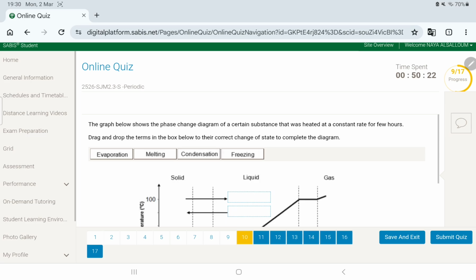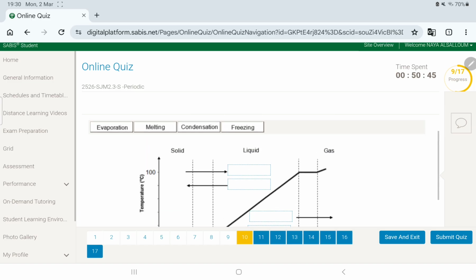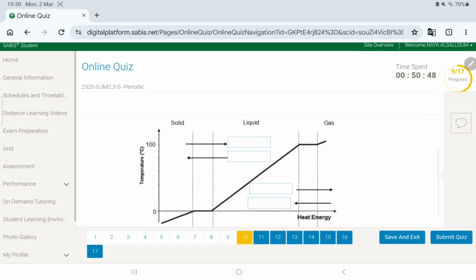Here, the graph below shows the phase change diagram of a certain substance that was heated at a constant rate for a few hours. Drag and drop the terms in the box below to their correct change of state to complete the diagram. Now here, this is actually really easy. I don't know why they make the table look so hard, honestly. It's just to confuse you guys. Here, solid, arrow to liquid, solid to liquid, it's melting.